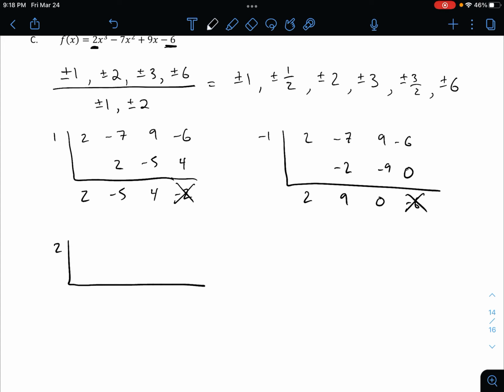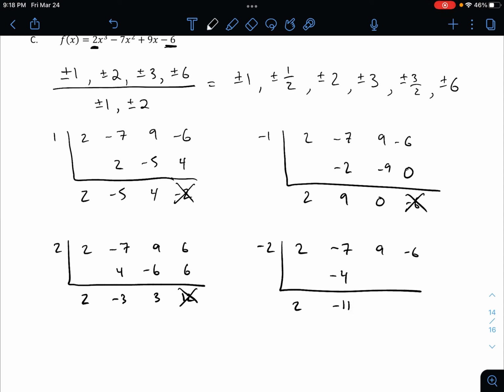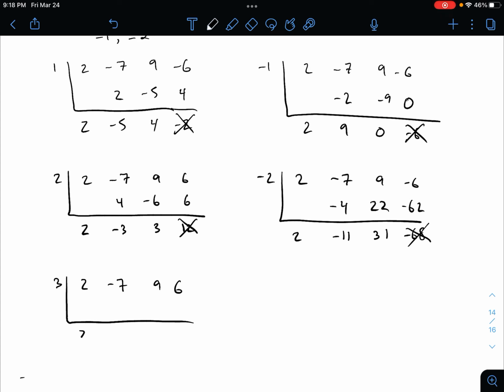2, -7, 9, -6. Bring down the 2. Multiply. Add. Multiply. Add. Multiply. That doesn't work either. Let's try the 3. How about? So we get 3 in there. 2, -7, 9, and -6. Bring down the 2. Multiply. Add. Multiply. Add. Multiply. Doesn't work. Let's try the -3.